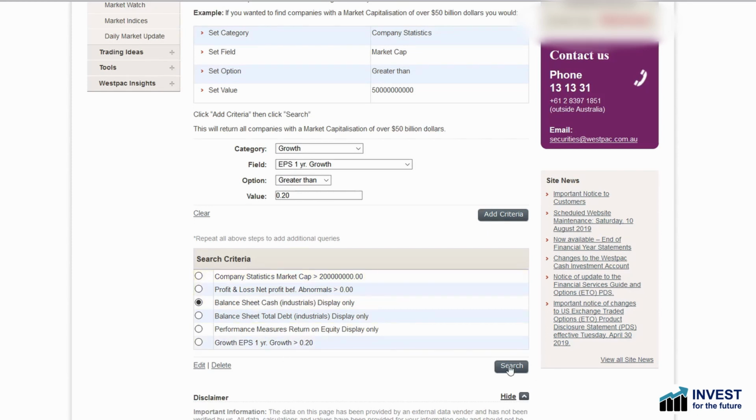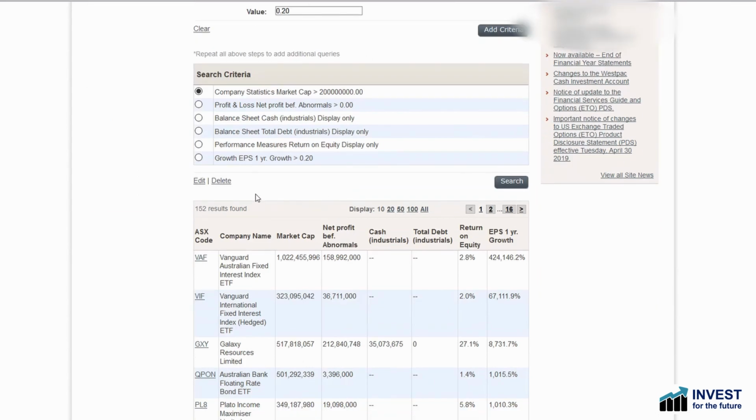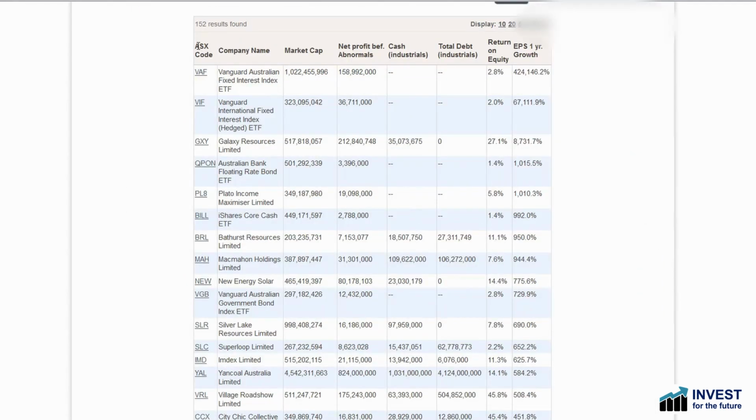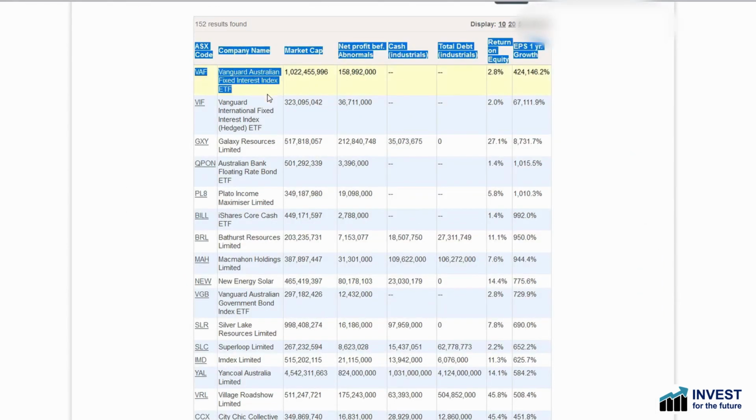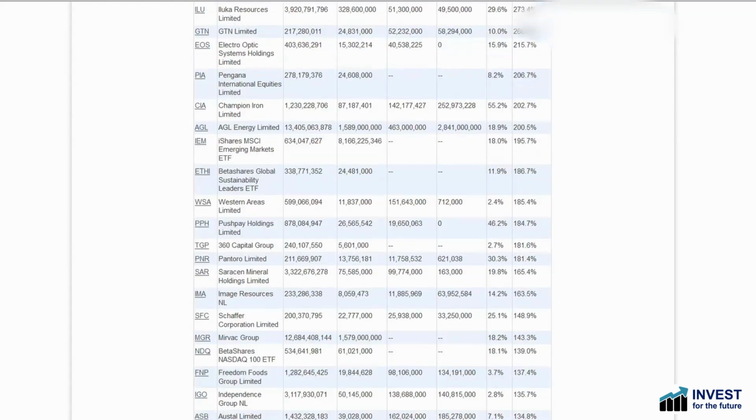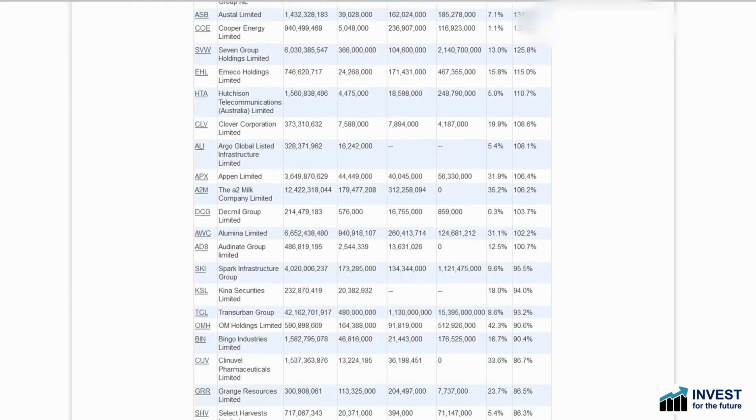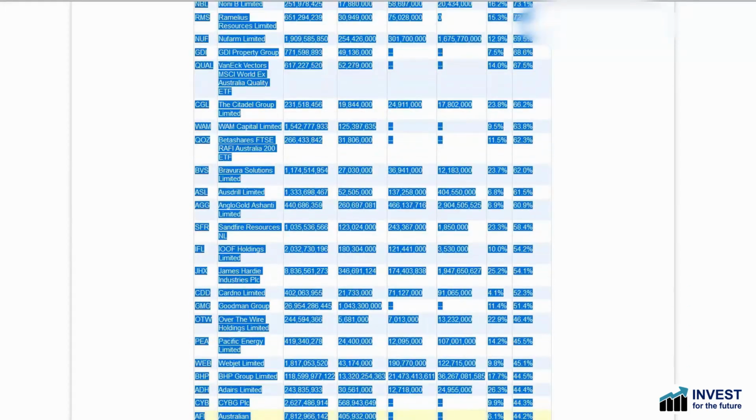So we'll search that and we should come up with about 150 results, I think. Yes, 152 results. So that's very good. We've taken 2,000 odd stocks and we've reduced it down to only 152 likely candidates. Now we can actually grab all this in one copy and paste. So we'll display all of those results. Then we'll highlight everything. We'll start here at ASX code and come down with the mouse, just highlighting all of those companies and the data that sits behind them.